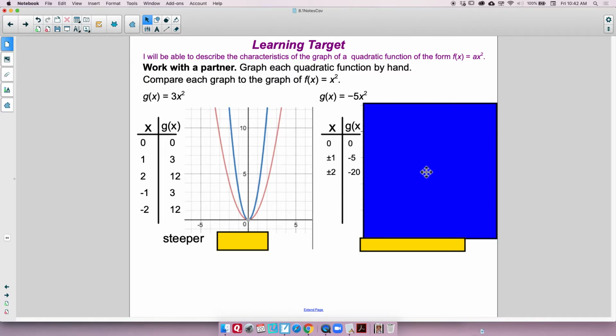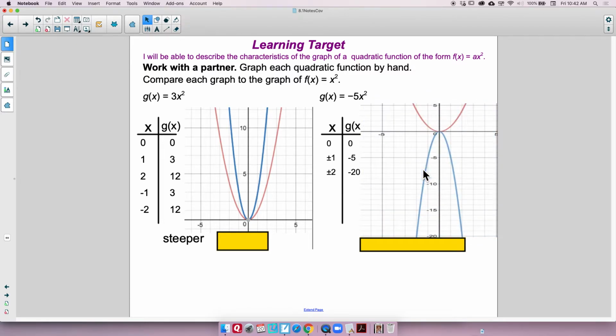So then go plot those points, and I would get this blue one. Again, this is our parent function up here. This is the f of x equals x squared. So how would you compare what we did? Well, it opens downward, right? And it's also steeper. Okay, and we're going to learn all about the rules for this as we go on.